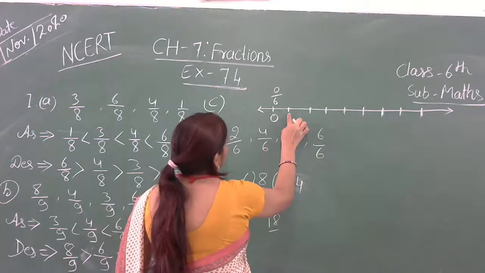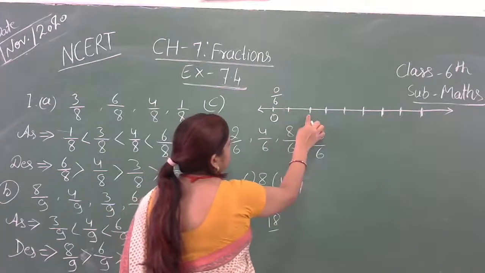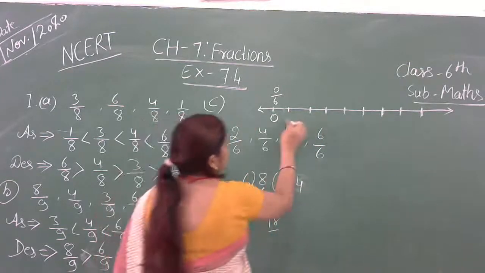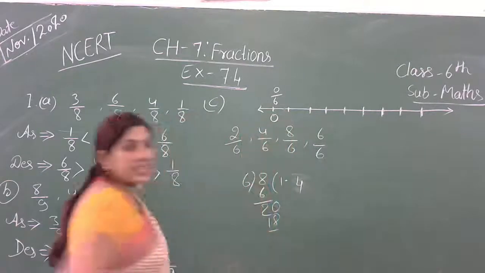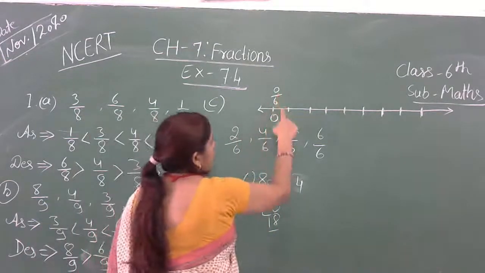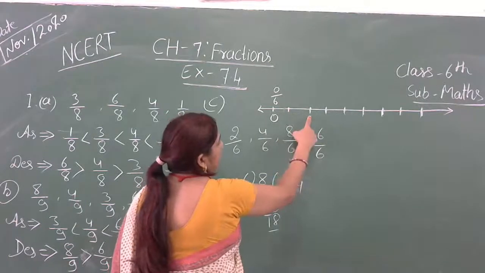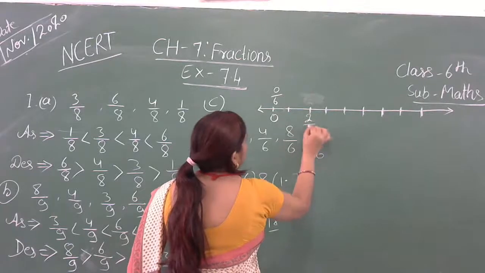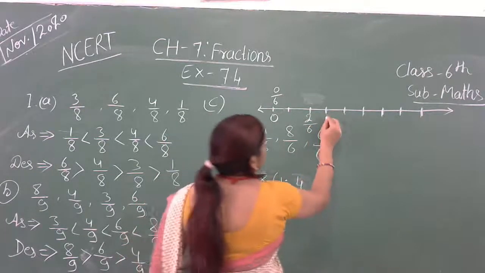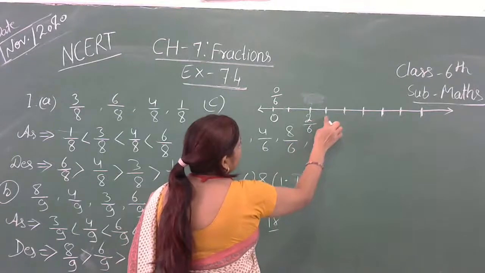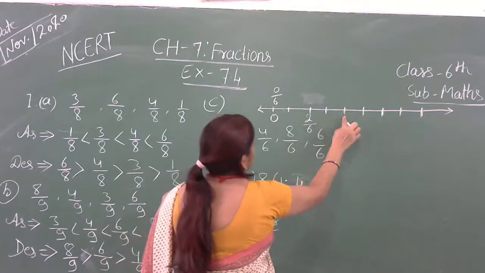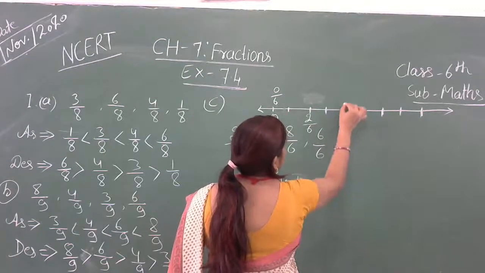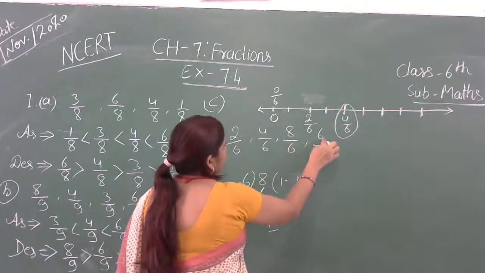Let's start. 1 means 1 upon 6, here 2 upon 6. So first you plot this number 2 upon 6. First comes 0 upon 6, after that 1 upon 6, after that 2 upon 6. In this point, 2 upon 6. Okay. Now 4 upon 6. So after 2, 3 upon 6, then 4 upon 6. So this number 4 upon 6, this point. Okay. Now 6 upon 6.